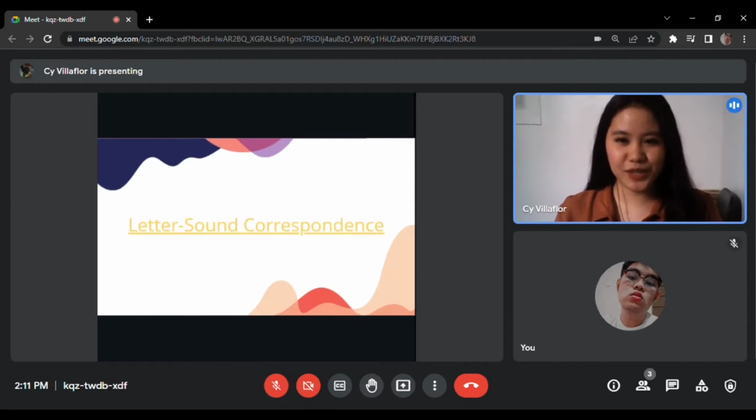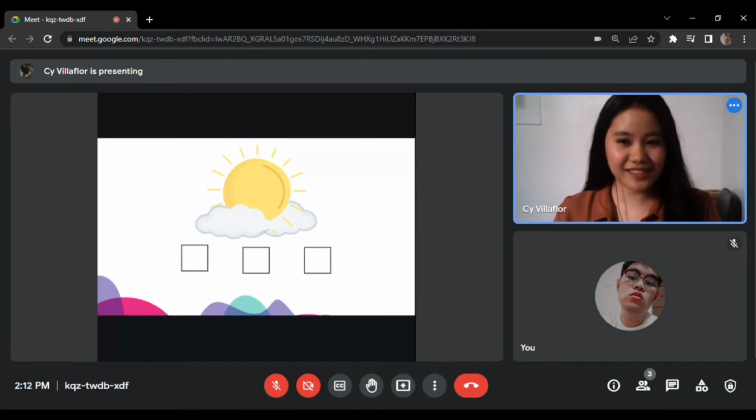Let us now proceed to letter-sound correspondence. In order to break a word into its component sounds, we must first have the ability to recognize the letters in the word and associate each letter with its corresponding sound. Example is the s sound. Repeat after me. S. Now you try. Good job! An example of a word that starts with s sound is, can you guess what it is?